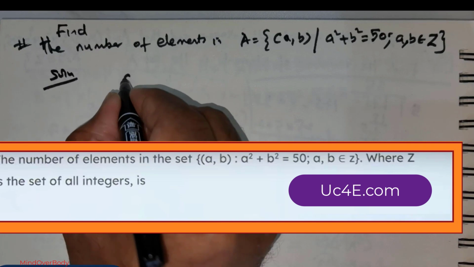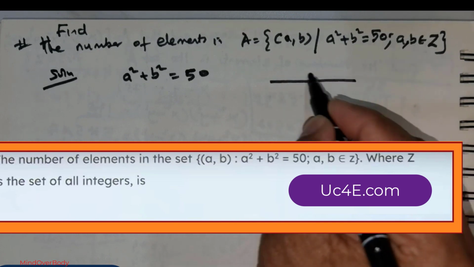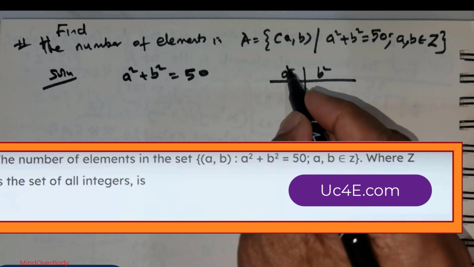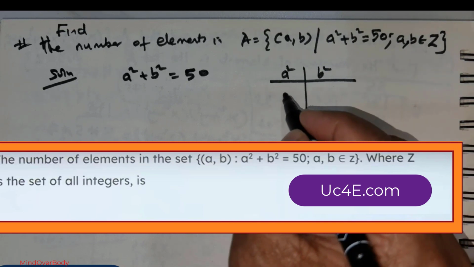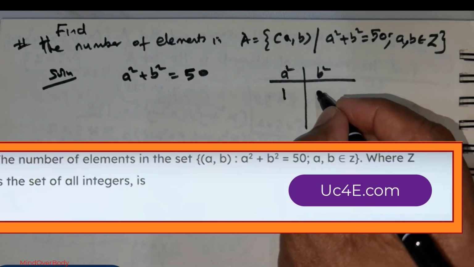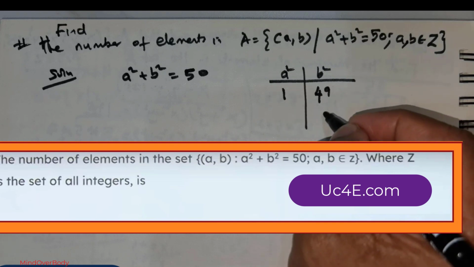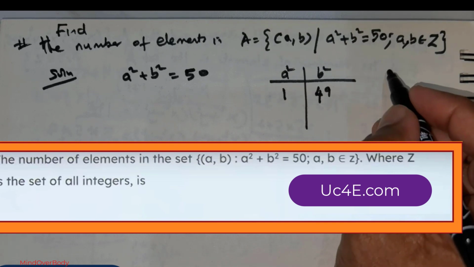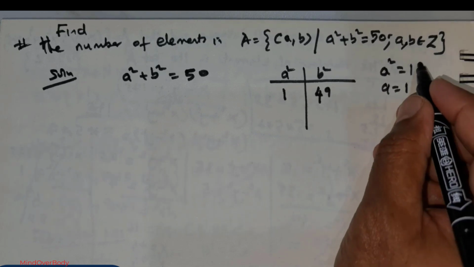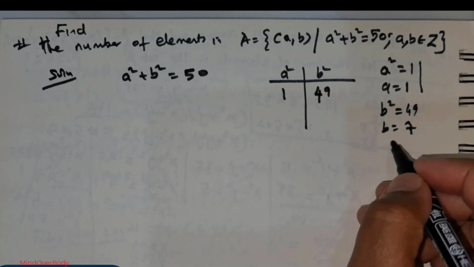Solution. Foremost, what we need to do is, let us take a squared plus b squared is equal to 50. Now let me draw the column here, a squared and b squared. Now you need to suitably choose the value for a squared and the value for b squared, so that when you add them up you get 50. Obviously the first choice would be 1 added with 49 is 50, but 2 added with 48 is also 50, but there is a problem. What is the problem? If I take a squared is equal to 1, then a can be 1 or a can be negative 1, that's fair enough. And b squared is equal to 49 and b is going to be positive 7 or negative 7.